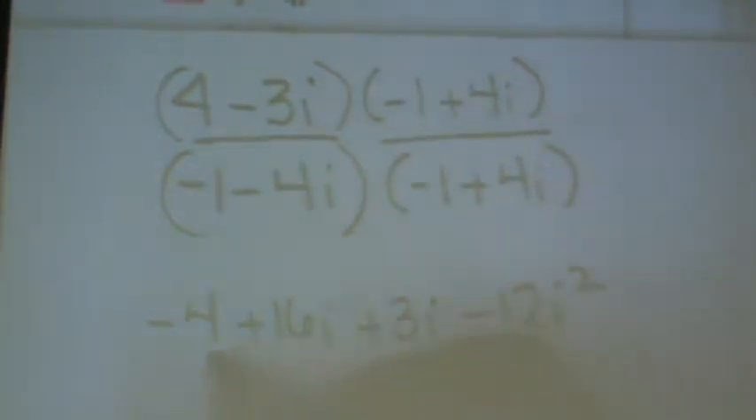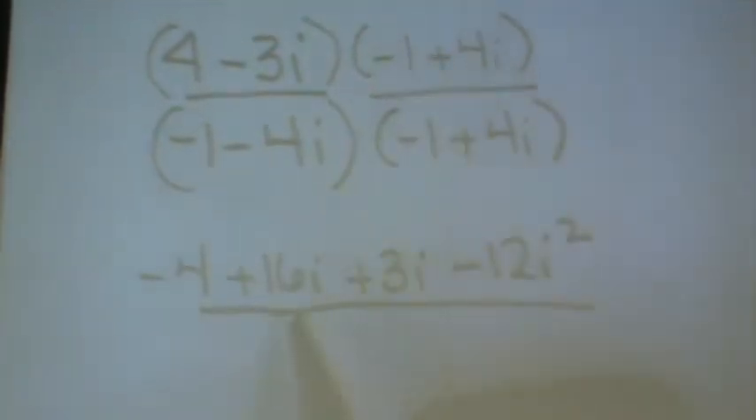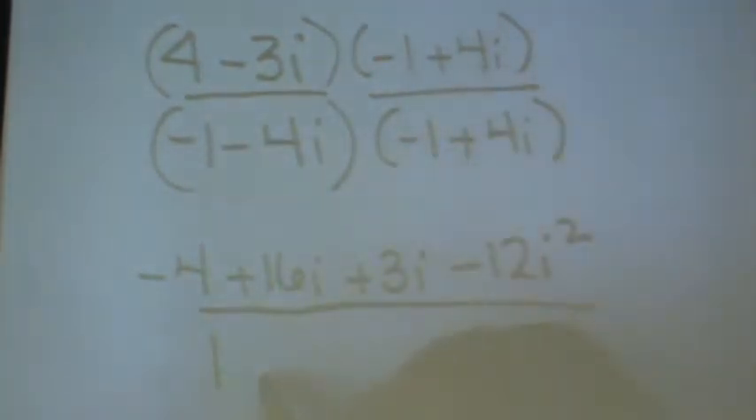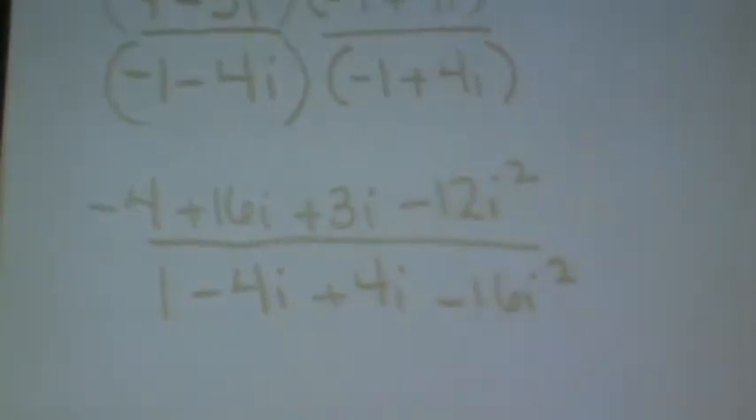And I know some of you guys, I always want to go, oh, I know what to do next. But just hold on to that for a minute. Let's do the bottom. Negative 1 times negative 1 is 1. Negative 1 times 4i is negative 4i. Negative 4i times negative 1 is positive 4i. And this is going to give you negative 16i squared. Now let's start to simplify.